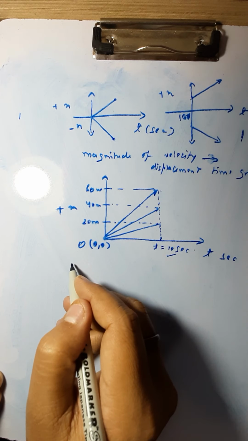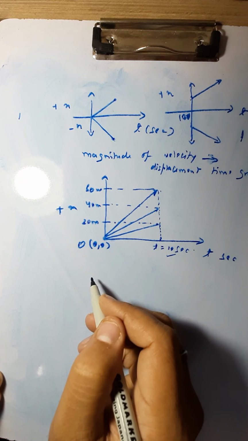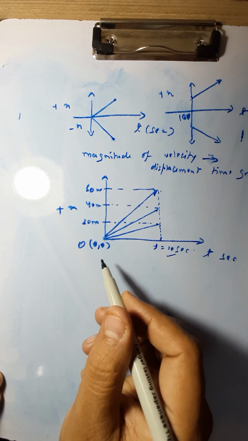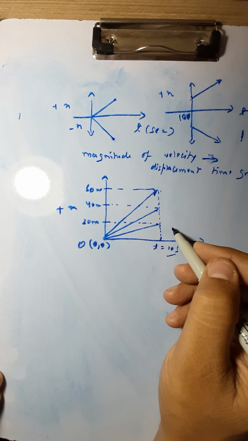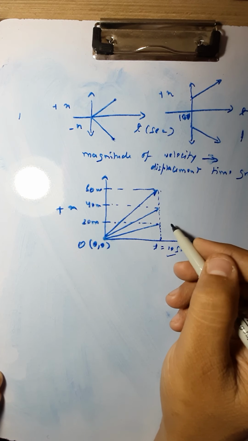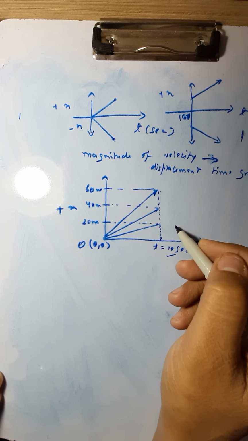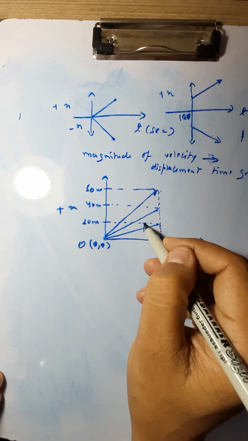So we have seen whenever a particle moves with a uniform velocity and it increases its speed, the magnitude of velocity, then its graph becomes steeper. Okay, you are seeing this.